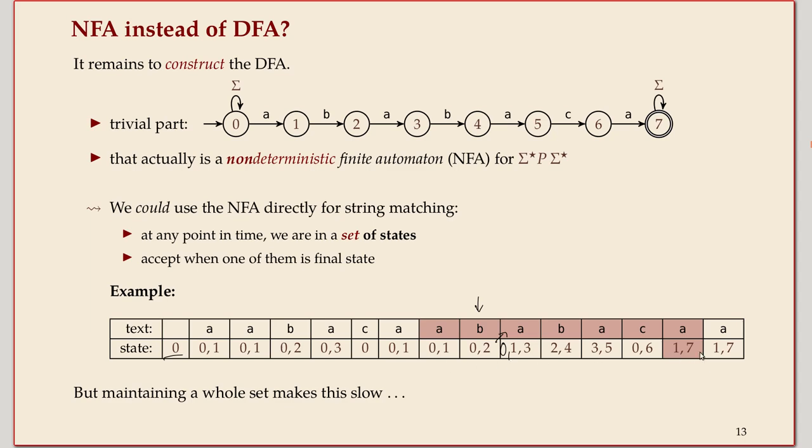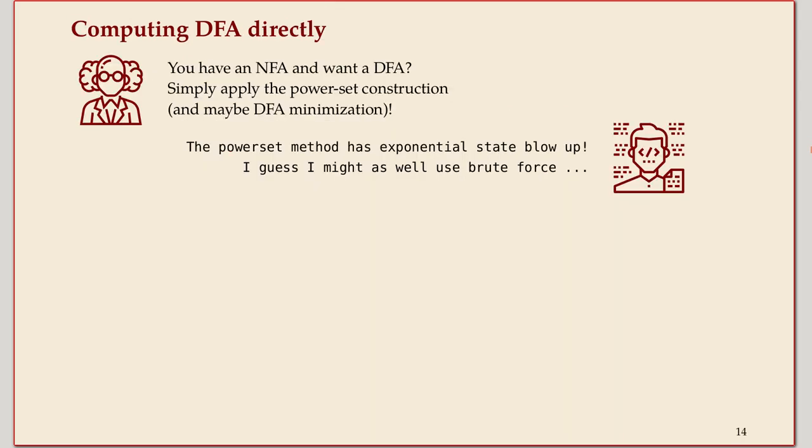Okay, so you could in principle try to simulate directly the non-deterministic automaton, but because you have to maintain the whole set, this is not really a good approach. So then again, the theoretician says, you have an NFA and want a DFA. I know how to do that. There's an algorithm called the power set construction. That was the last thing I asked you about. Just apply that, maybe minimize the DFA, and you're done.